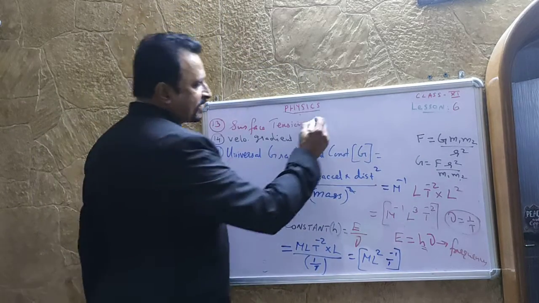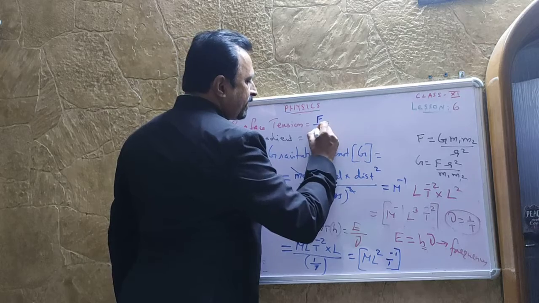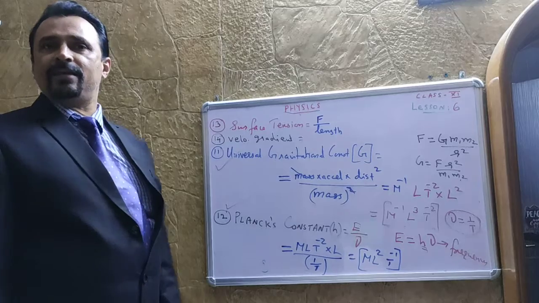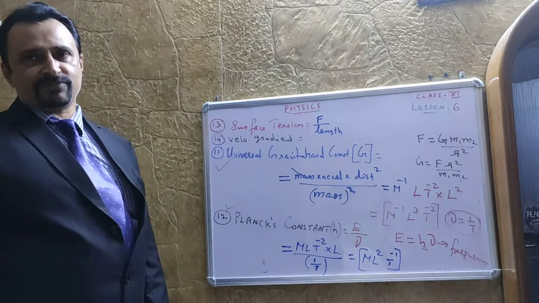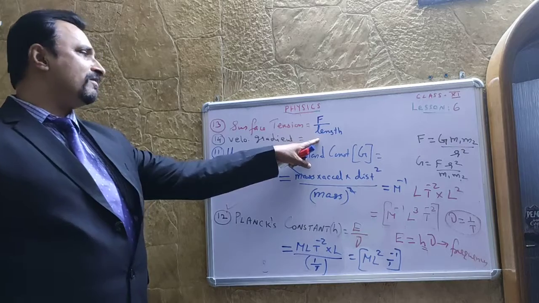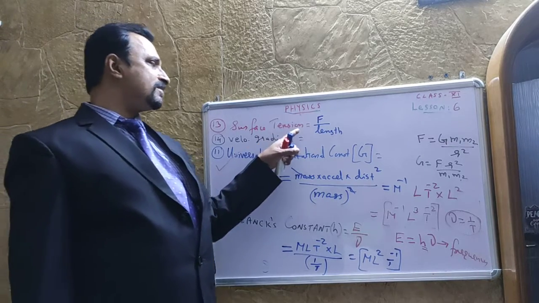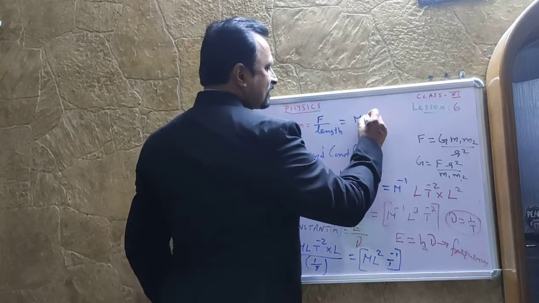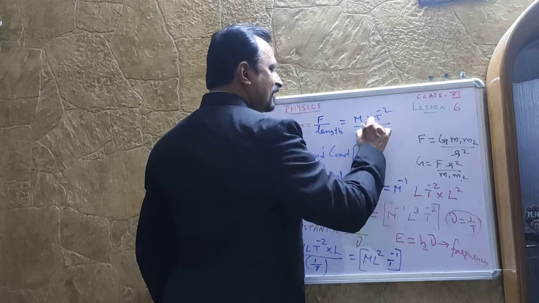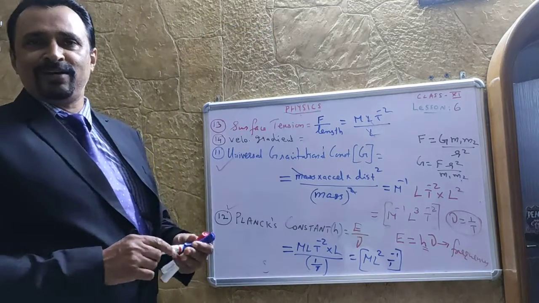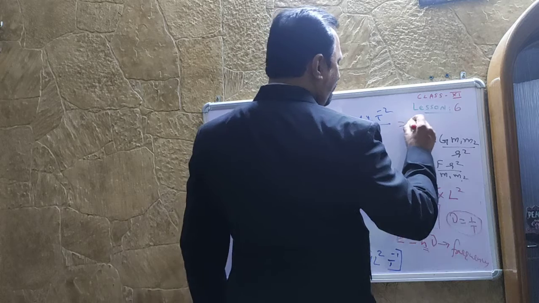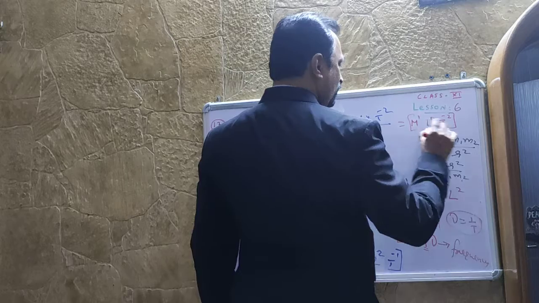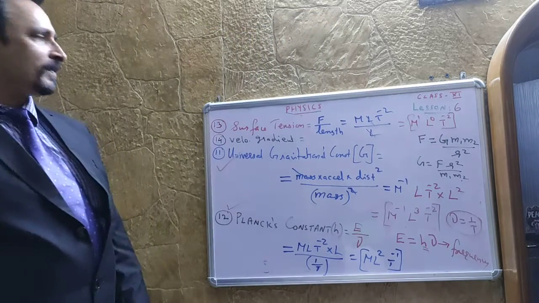Now, how to measure surface tension? It is force divided by length. Force per unit length of an imaginary line drawn tangential to the liquid surface. That is the exact definition of measurement of surface tension. Anyhow, for the time being, you study only this much. Surface tension is equal to force upon length. Force, you know, is mass into acceleration, divided by length. Now see, length cancels. So you got the dimensional formula. What is the dimensional formula? Mass power 1, length power 0, time power minus 2. This is the dimensional formula for surface tension.